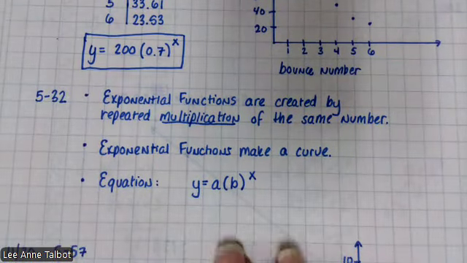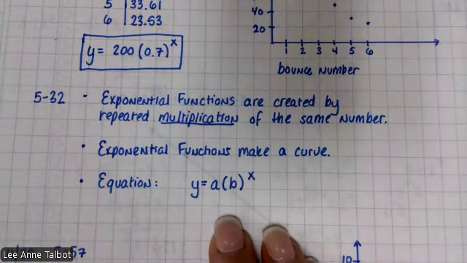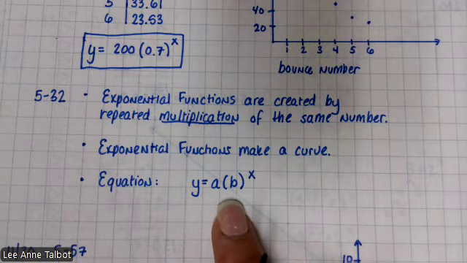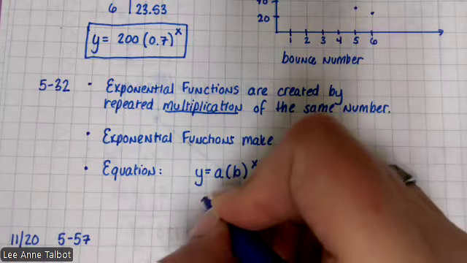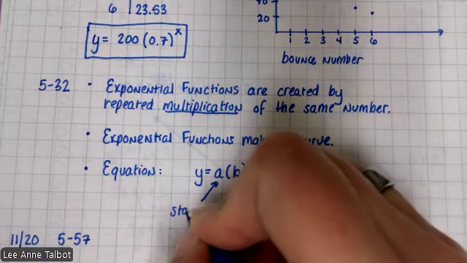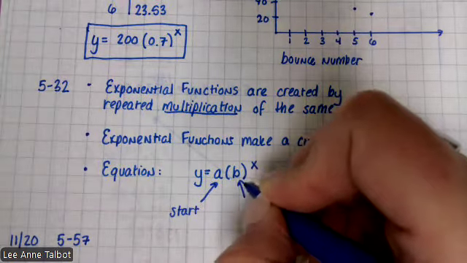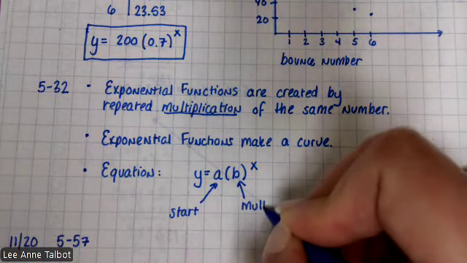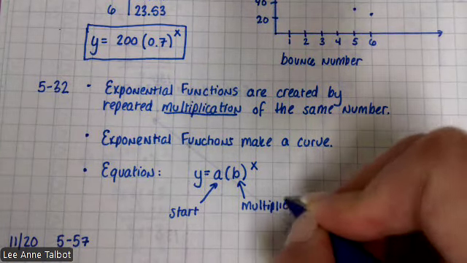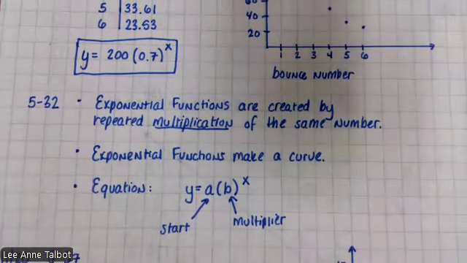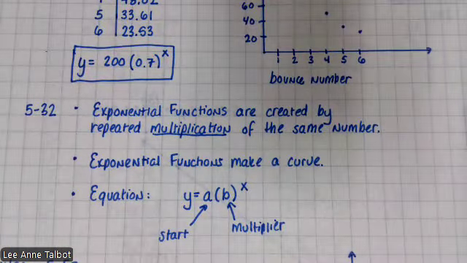And the last thing is that the equation is y equals ab to the x, where a is the start and b is the multiplier. Don't look at the rest of this page. That is not for today.